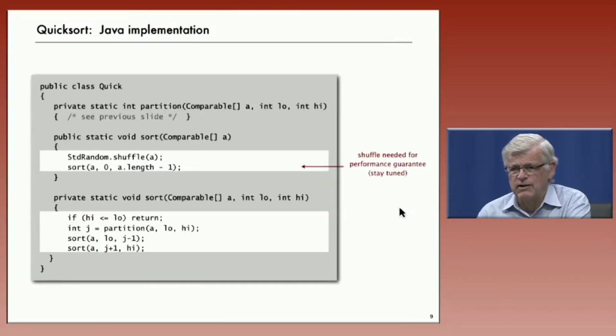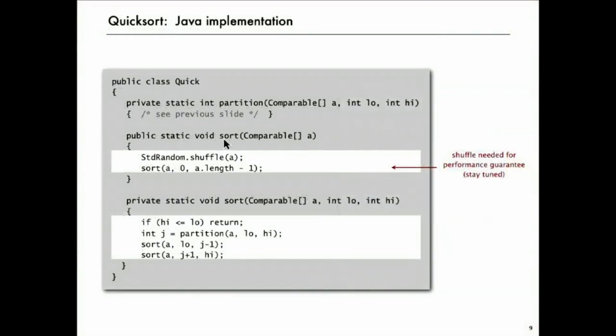Now, QuickSort itself is going to be a recursive program that uses that partitioning method. The first thing we do is the public sort method that takes the array of comparable items as its argument. It is going to do a shuffle, and that shuffle is needed to make sure that we can guarantee that the performance is going to be good.